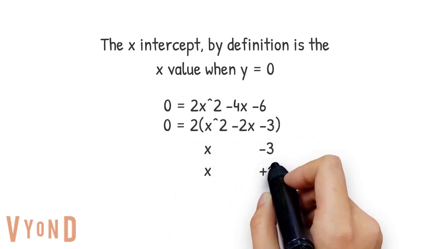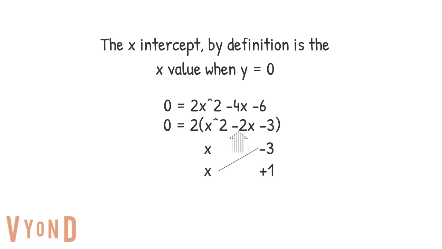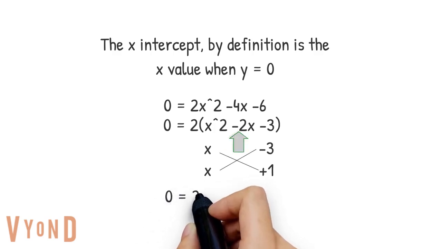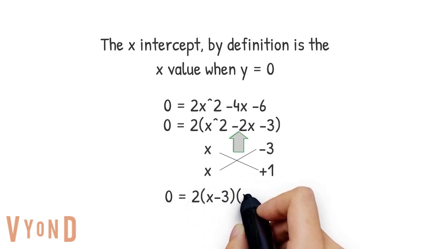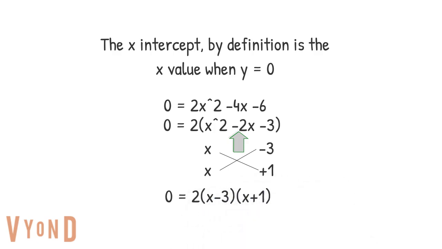And then you factor like you normally would. You look for how you get the first term. x times x gives you x squared. Negative 3 times 1 gives you negative 3. You multiply diagonally to get the middle term, which is negative 2x.